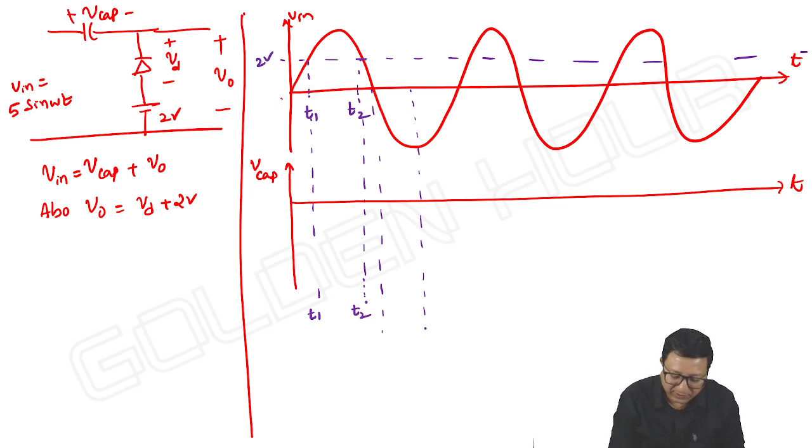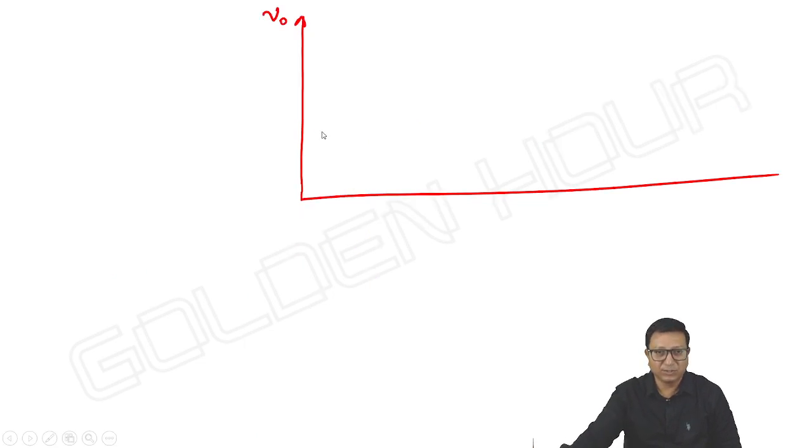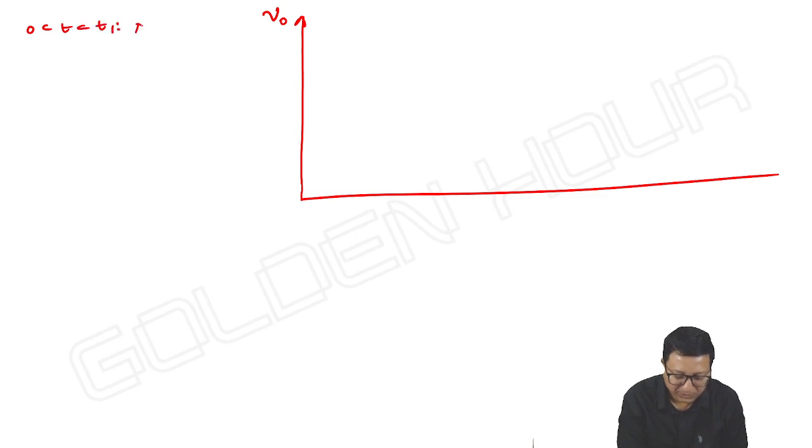Now let me take this instant as t equal to 0. Initially the capacitor is uncharged. I am starting with an assumption of zero initial conditions, that is, the voltage across the capacitor at t equal to 0 is 0. Then when you apply the input at t equal to 0, what happens? The diode starts conducting, because the cathode of the diode is at 0 volts and the anode is at 2 volts, so the cathode is at lesser voltage compared to the anode. So from 0 to T1, the input is less than 2 volts, and hence the diode will definitely conduct. Diode is on.